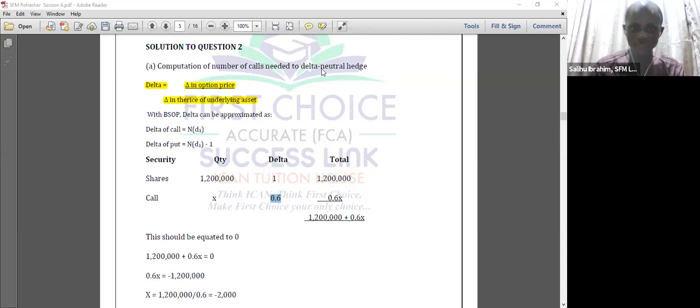Okay, let us continue. This is the delta of the call. Multiply the delta of the call by the number of call options needed. I got my 0.6x. That's how I got my 0.6x.